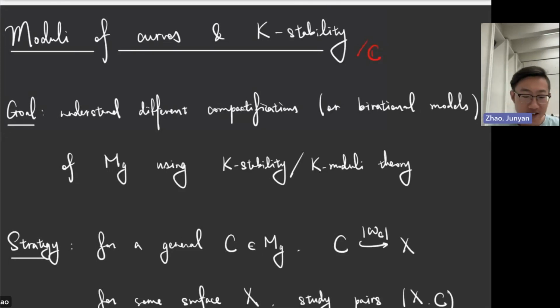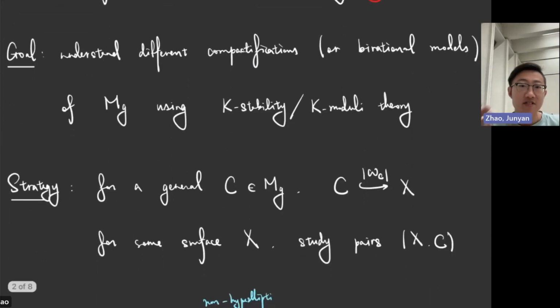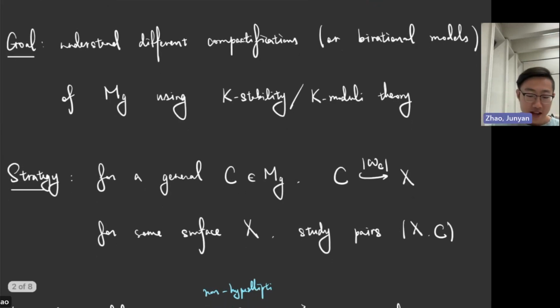So yeah, as you can see from the title, I'll talk about an application of K-stability or K-moduli in studying the moduli of curves, or actually it can be used to study other moduli spaces. The goal for today is to understand the different compactifications or birational models of the moduli space of, let's say, smooth curves. If you consider birational models, we always have compact birational models.